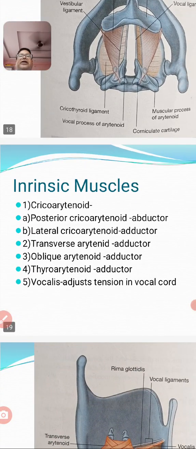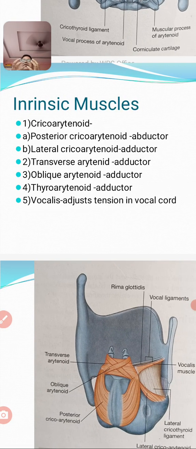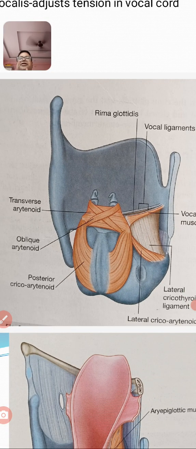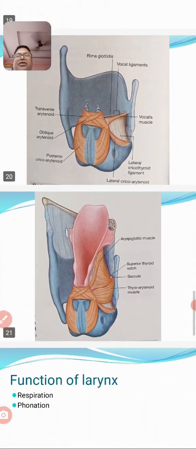Next are the muscles of the larynx. First is the cricoarytenoid. Second is the posterior cricoarytenoid, which is mainly the abductor of the larynx. Then the lateral cricoarytenoid, the transverse, the oblique, the thyroarytenoid, and vocalis. Vocalis produces tension in the vocal cord, and the other muscles are adductors of the larynx and adjust the tension in the larynx. This figure shows the different muscles: the transverse, the oblique, the posterior cricoarytenoid, and the lateral cricoarytenoid.